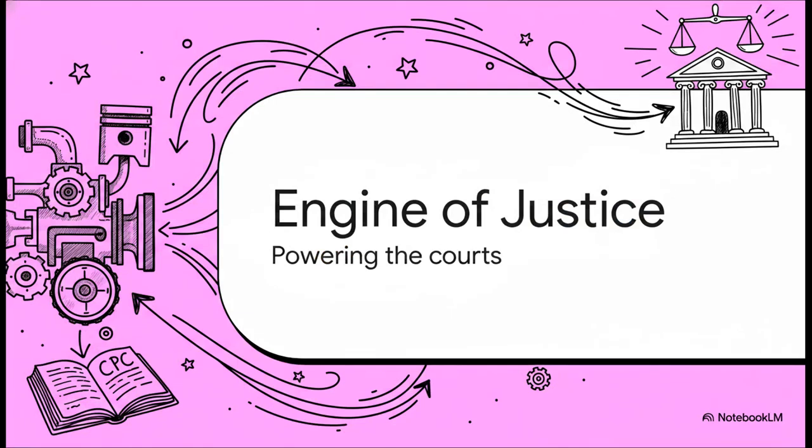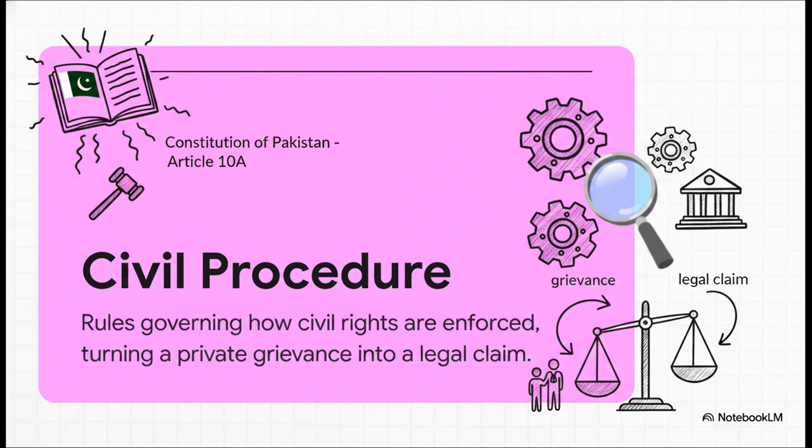Starting right off with Part 1, the engine of justice. If you really want to master civil litigation, you have to shift your perspective. You need to stop viewing the CPC as this dry, technical hurdle standing in your way, and start seeing it as the vital machinery that actually powers the courts. Civil procedure is the body of rules governing exactly how civil rights are enforced. It's the framework that literally transforms a private, messy grievance into a judicially enforceable claim.